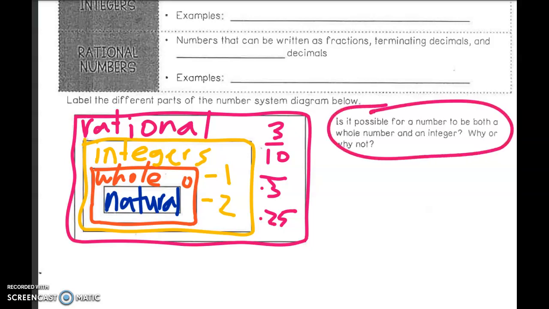Now look at this question right here. It says, is it possible for a number to be both a whole number and an integer? Why or why not? Well, look at the whole numbers. Whole numbers includes all natural numbers. So let's pick a whole number. 3, right? That's a natural number. It's also a whole number. Is it an integer? Yes, it is, because it also falls in the integers, because integers are all whole numbers and all natural numbers. So yes, it is possible. 3 is just one example of that.